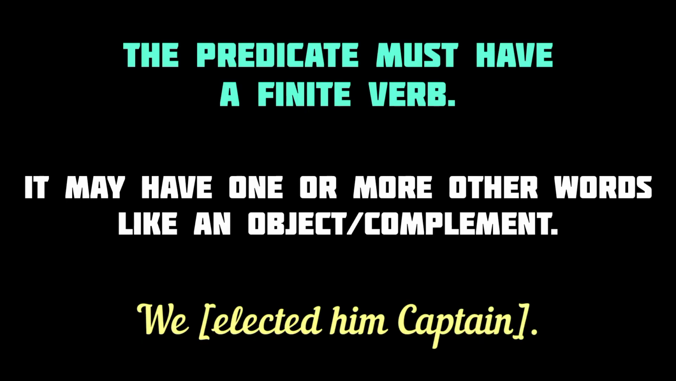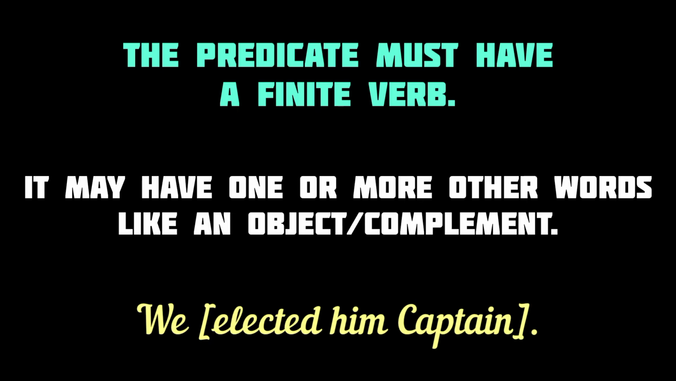Well, as far as the predicate is concerned, as I said earlier, it must have a finite verb. However, in addition to a finite verb, the predicate may have an object or a complement, etc. For example, we elected him captain. In this sentence, we is the subject and elected him captain is the predicate. And in this predicate, elected is the finite verb, him is the object, and captain is the complement.